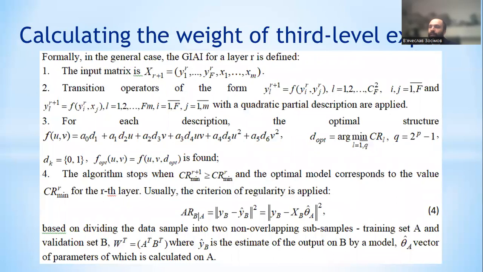Formally, in the general case, the GIA algorithm for level R is defined as shown on the slide. To build a model for calculating the weight of an expert, a number of subjective features X1 to XM were selected, which may directly or indirectly affect the visitor's evaluation. For modeling the degree of consensus among experts, a generalized iterative algorithm, GIA, of inductive modeling was chosen, which is a polynomial network with active neurons.